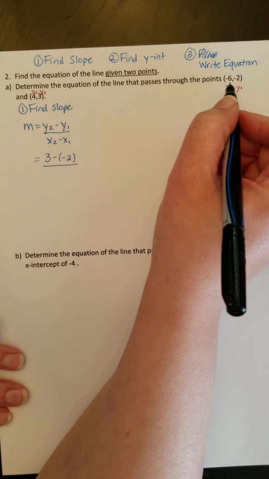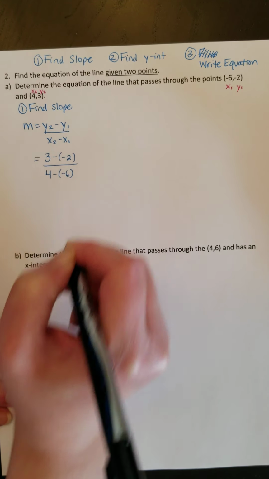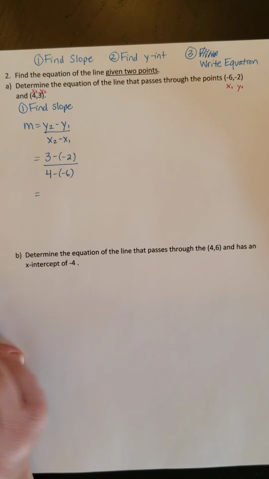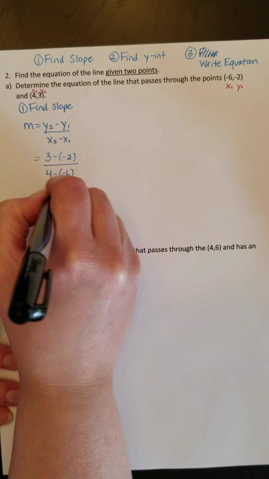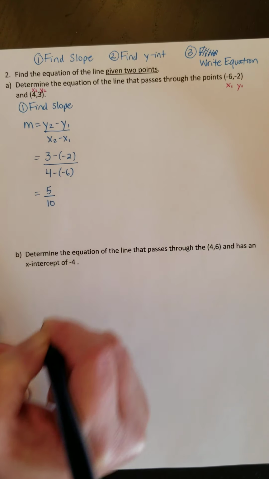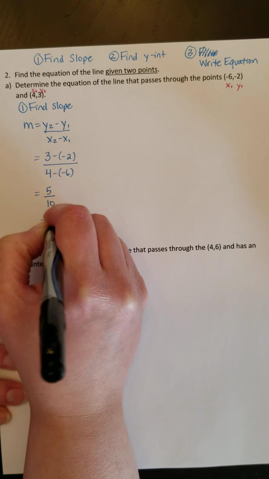And then x2 minus x1. So 4 minus -6. Very similar there. So 3 minus -2 is 5. Careful with that double negative. And 4 minus -6 is 10. And then we want to write that slope as a fraction in lowest terms. So it's 1/2.